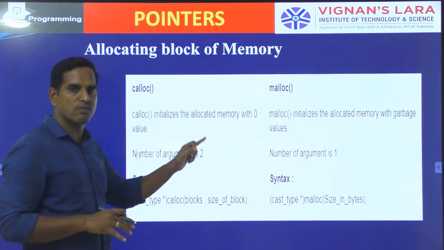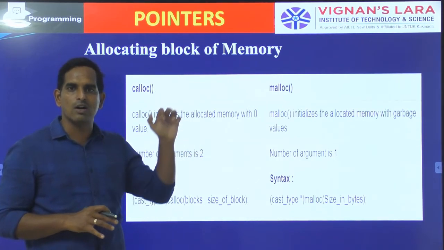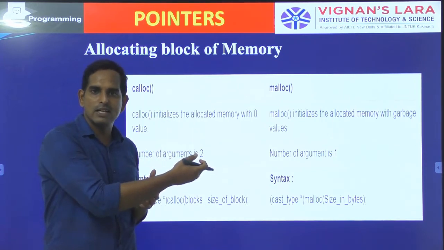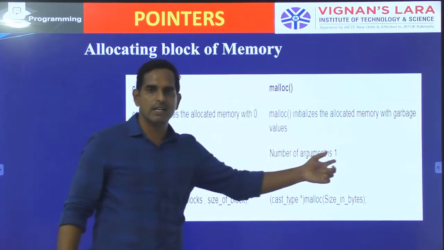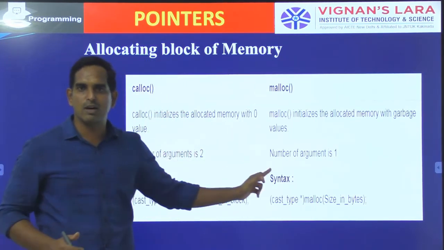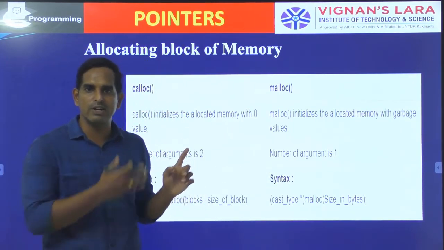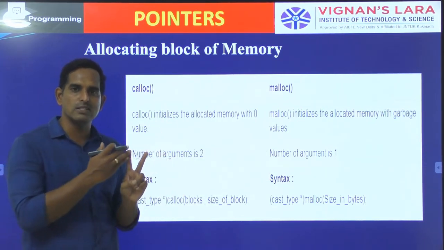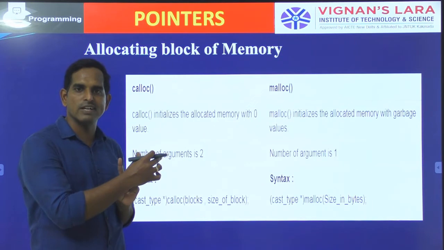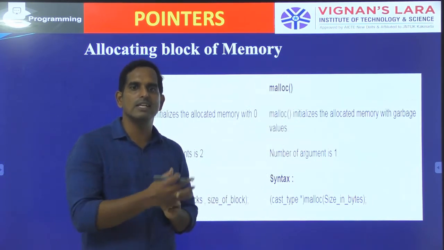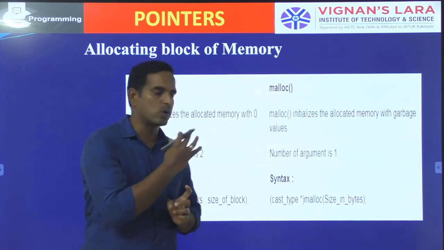Next one, the number of arguments is 2 in calloc. In calloc, you have to specify the number of elements followed by the size of the element. But in malloc, you have to specify only the size of memory you want. The number of arguments will be only 1 in the malloc function. Here you have to specify 2 arguments: one is the number of elements, the second one is the size. Here you have to specify 1 argument, that is the total amount of memory you want.